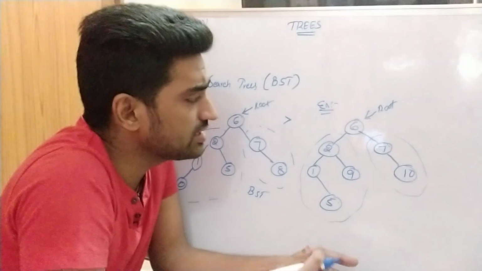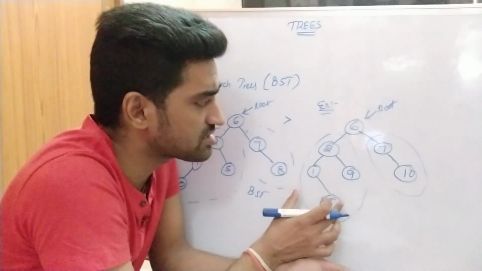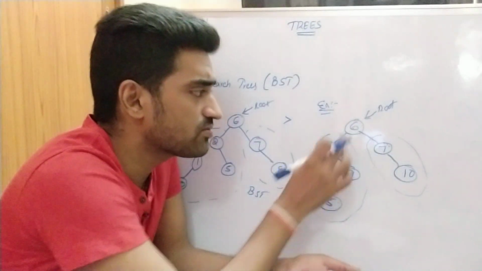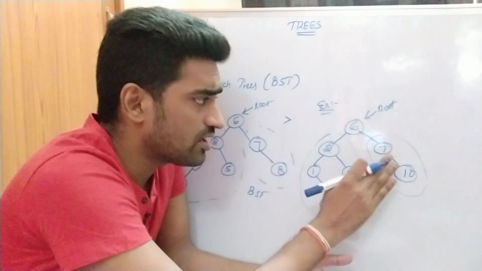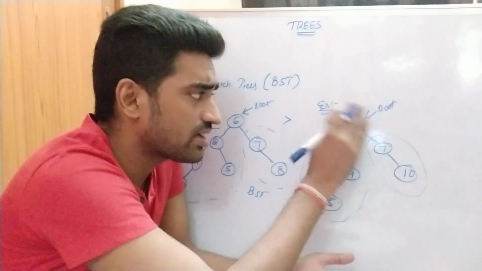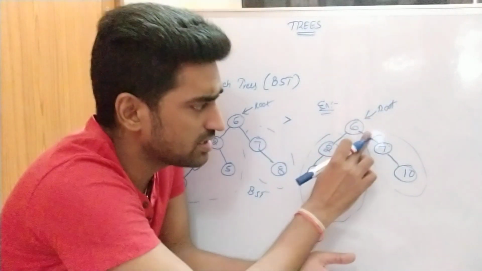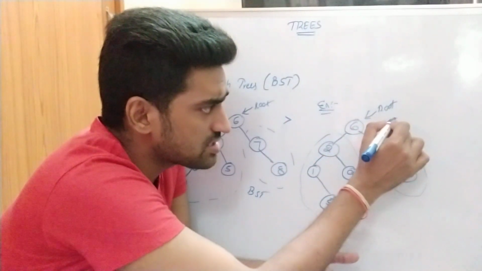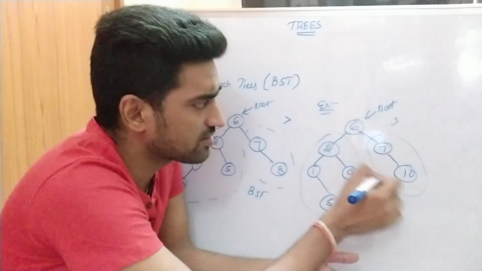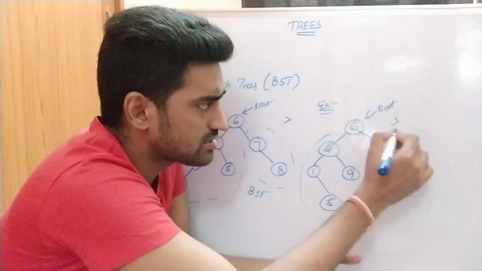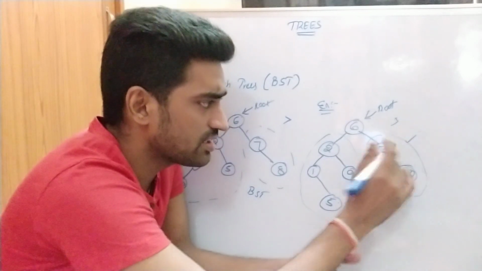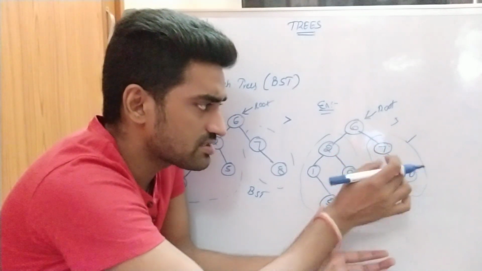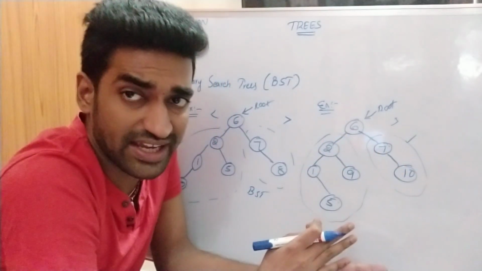Here all the elements of the left subtree must contain lesser values when compared to the root node. All the values of the right subtree contain greater values when compared to the root node, right? So here all the elements are greater values. 7, 10 are greater, so that's why this right subtree contains all the properties of a binary search tree, right?